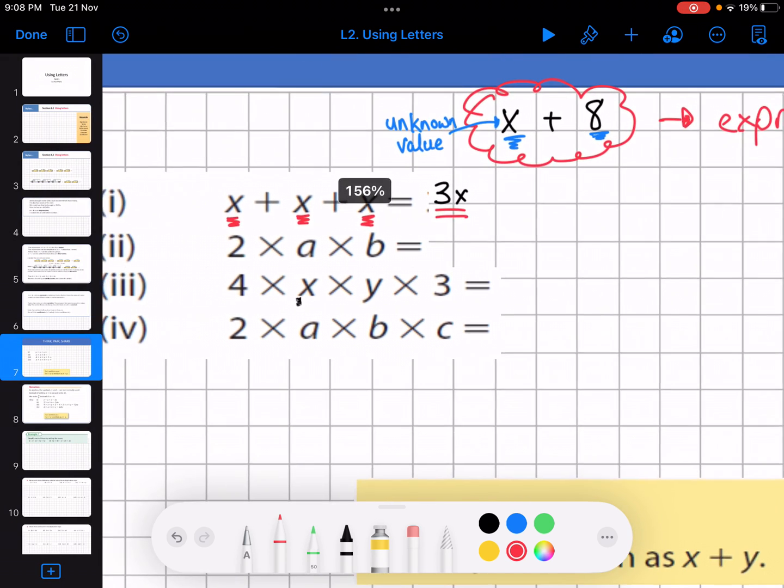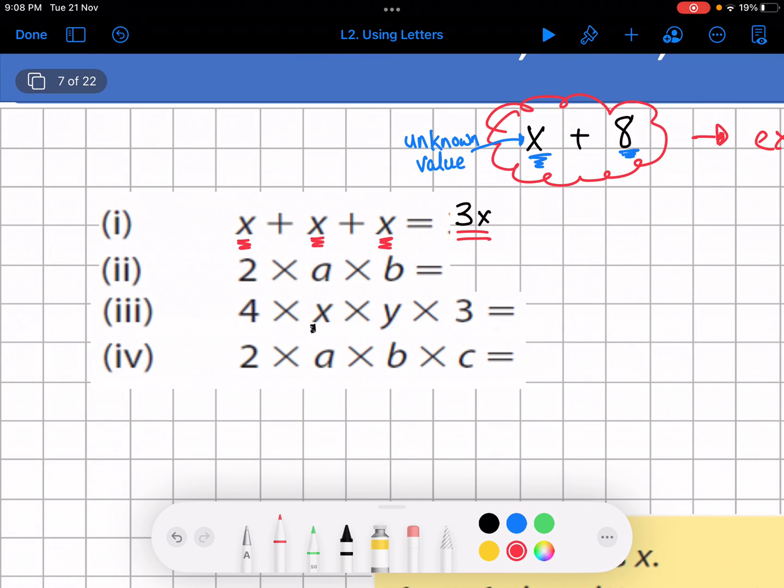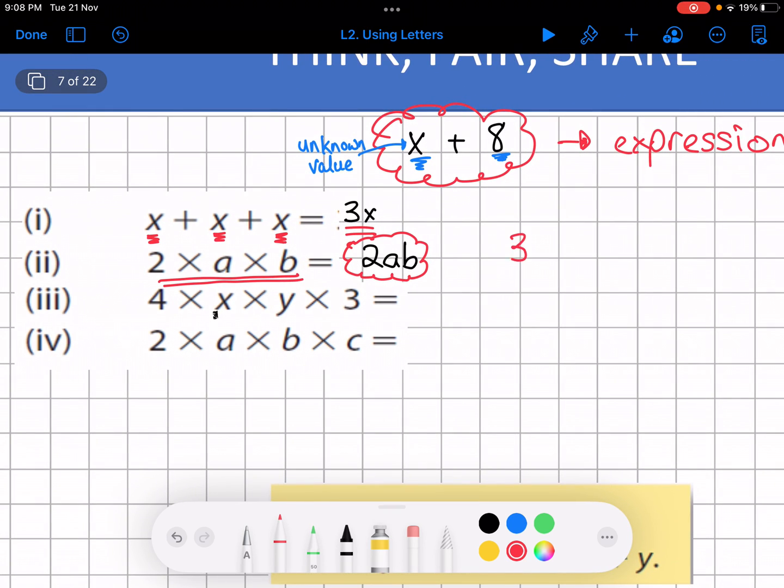If we were looking at 2 multiplied by a multiplied by b, that would be 2 times a, which is 2a, multiplied by b, which is 2ab. 2ab means the exact same thing as 2 multiplied by a multiplied by b. It's a shorter way of writing it. Equally, if I said we had 3 multiplied by x multiplied by y, it would be 3xy.